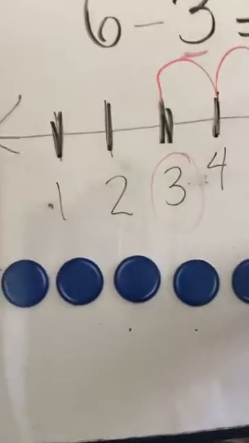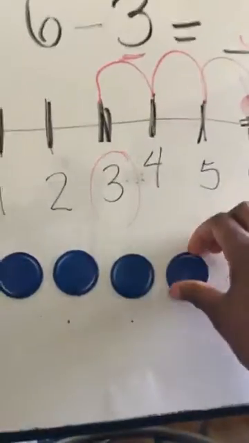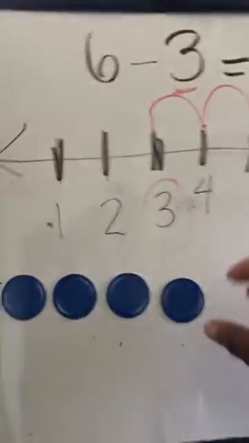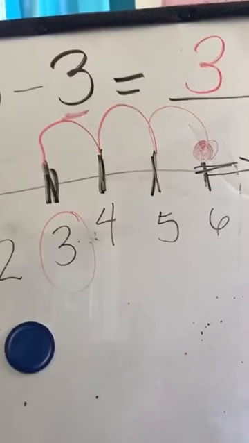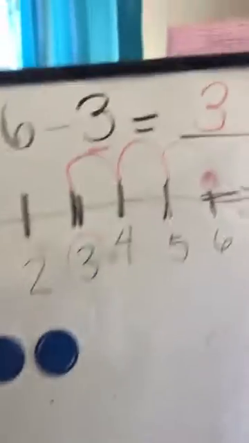6 take away 3. 1, 2, 3. And how many do we have left? 3. Very good. So we have proven that answer. We used 2 different methods to prove that answer.